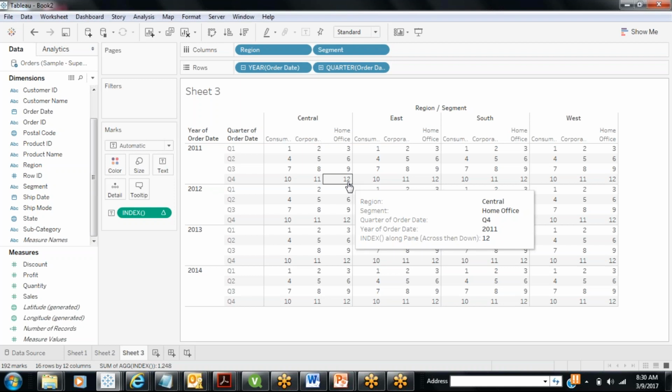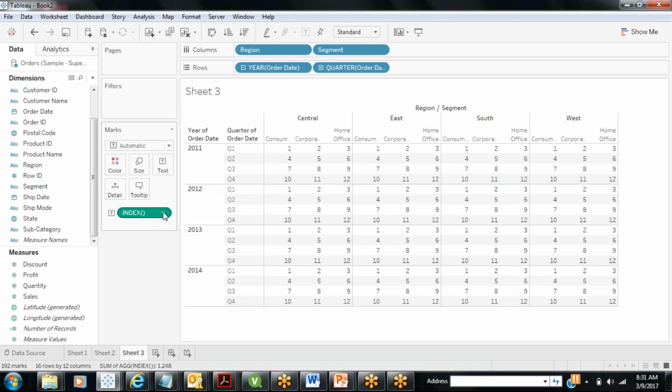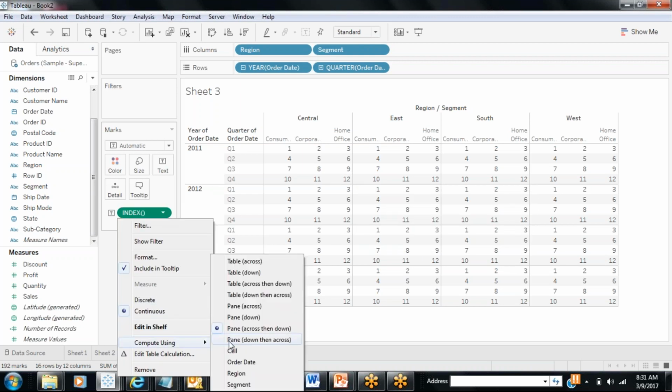So in this, you go in the flow of quarters and you go with all the accounts till the end. So I want to see that. So positioning I want to see. So then you can use a pane across then down. So now you go with the quarter wise. So this way, pane down then across.